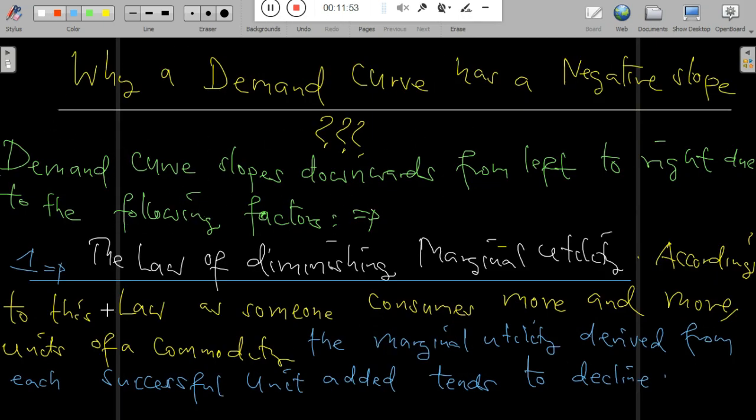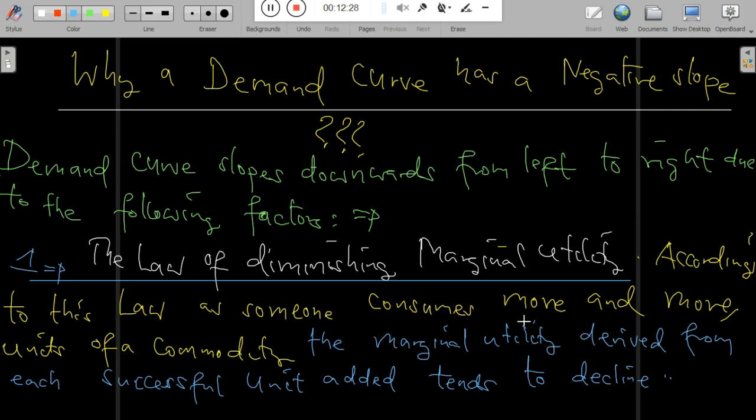Why does a demand curve have a negative slope? That's the question we may ask ourselves. The demand curve slopes downward from left to right due to the following factors. The first factor is the law of diminishing marginal utility.